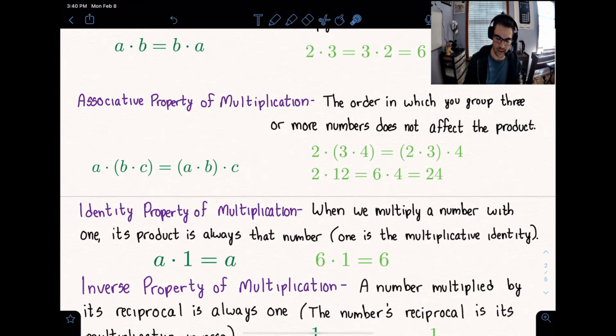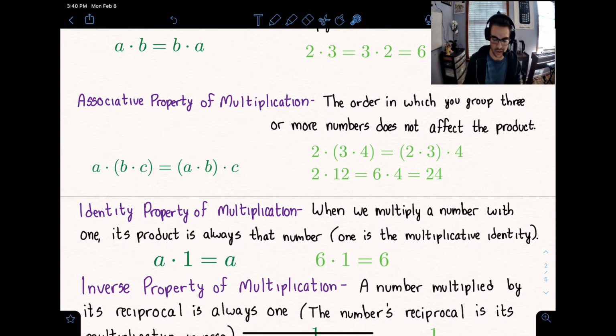Associative property of multiplication. The order in which you group 3 or more numbers does not affect the product. So just like the associative property of addition, the grouping doesn't matter. A times the quantity of b times c is the same thing as the quantity of a times b times c. And I have an example worked out here with some hard numbers. 2 times the quantity of 3 times 4 equals the quantity of 2 times 3 times 4. We do the parentheses. 3 times 4 is 12. 2 times 12 is equal to, well, 2 times 3 here is 6, and then we have the 4. So 6 times 4 equals 24. 2 times 12 equals 6 times 4 equals 24. The way we group things for multiplication does not matter.